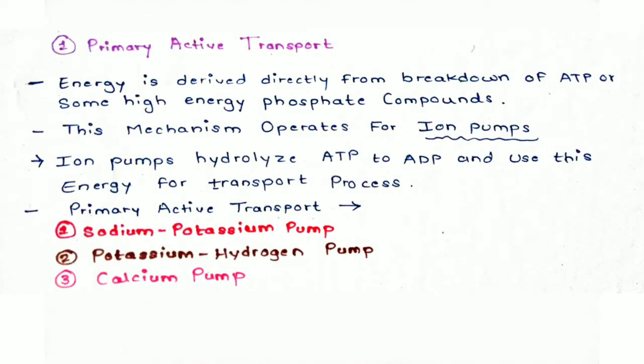First, primary active transport. In primary active transport, the energy is directly derived from the breakdown of ATP or some other high-energy phosphate compounds. The mechanism operates through an ion pump. The ion pump hydrolyzes ATP to ADP and uses this energy for the transport of molecules. The important primary active transport processes are the sodium potassium pump, the potassium hydrogen pump, and the calcium pump.